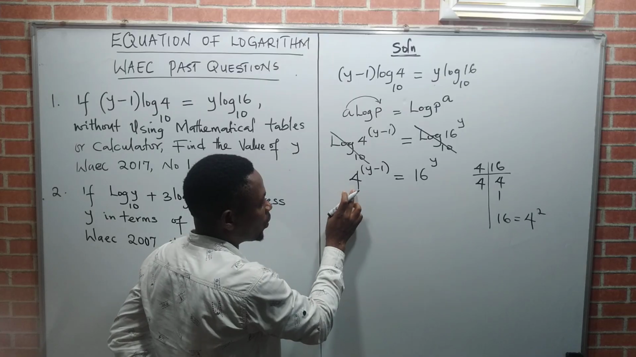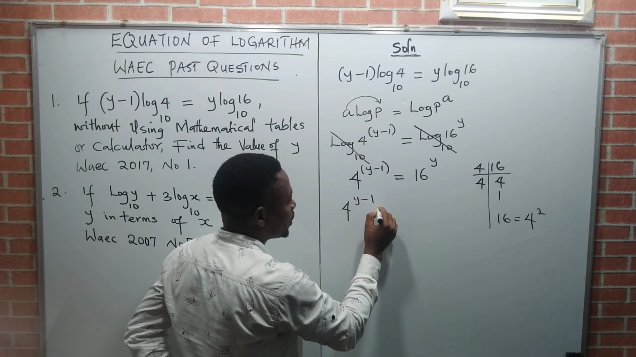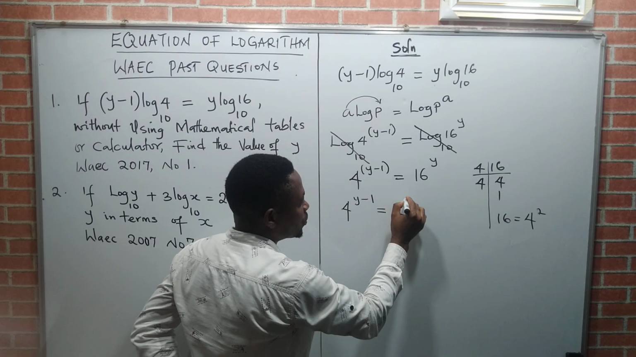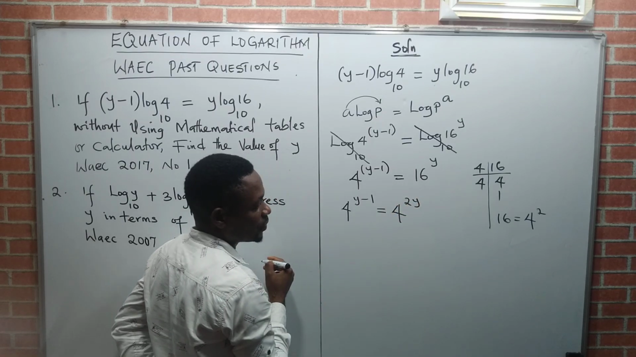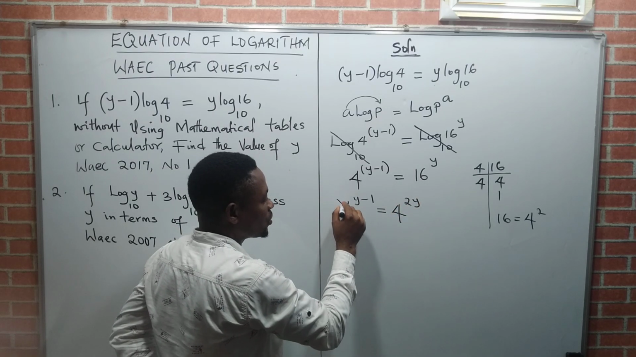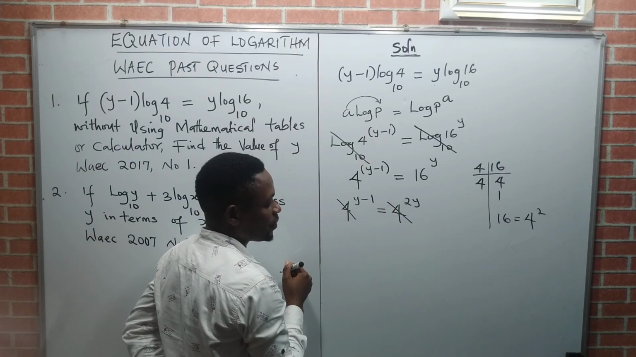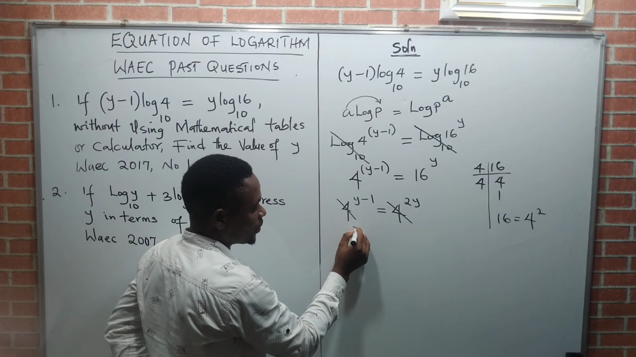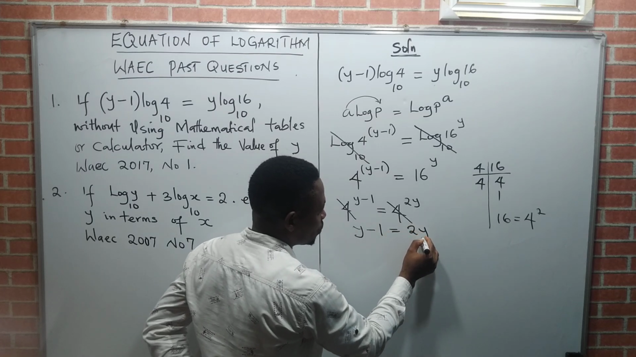Then if we progress, I'll have 4 raised to power y minus 1 equal to, what is 16? 4 raised to the power of 2 times y. Can you see that base 4 on the left will cancel base 4 on the right? You are left with the powers. Now the answer is almost visible. So how do we approach it? I will now say y minus 1 is equal to 2y.